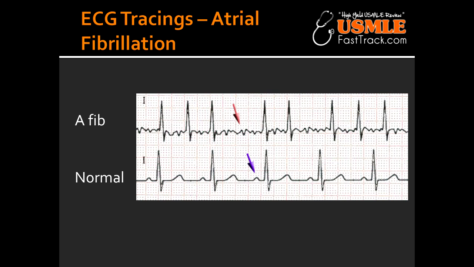ECG tracings, atrial fibrillation. Describe atrial fibrillation on an ECG. In atrial fibrillation, you see a chaotic and erratic baseline, irregularly irregular, with no discrete P waves in between irregularly spaced QRS complexes. What can be the end result of atrial fibrillation? Atrial fibrillation can result in atrial stasis, which means the flow of blood will stop, and this can lead to a stroke.